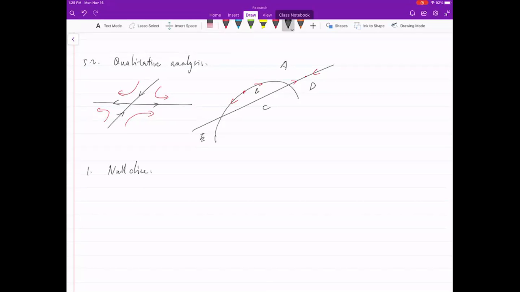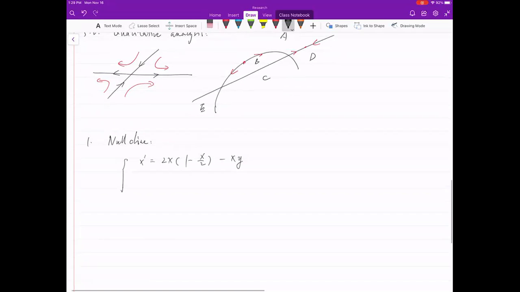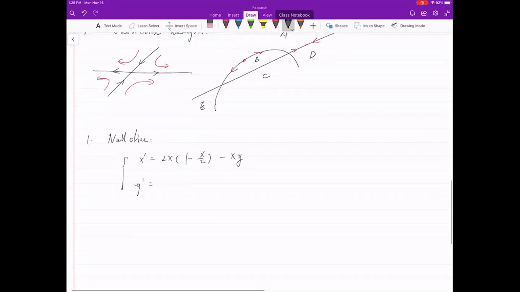Still, let's take an example. The same example we had before. x prime equals 2x times (1 minus x over 2) minus xy, and y prime equals 3y times (1 minus y over 3) minus 2xy.